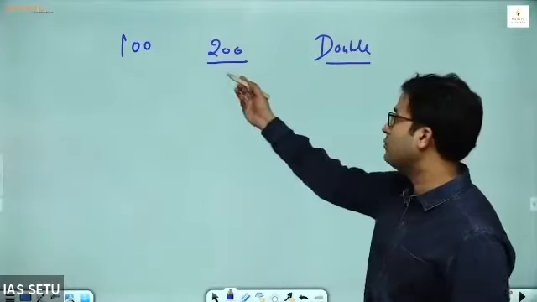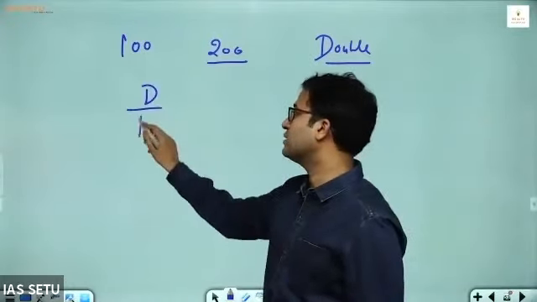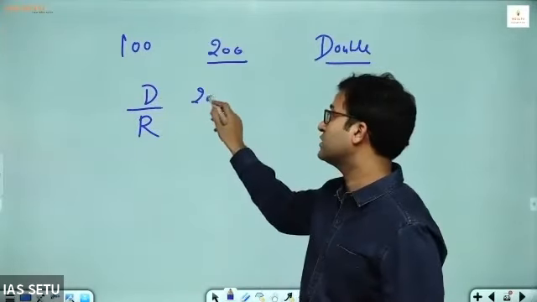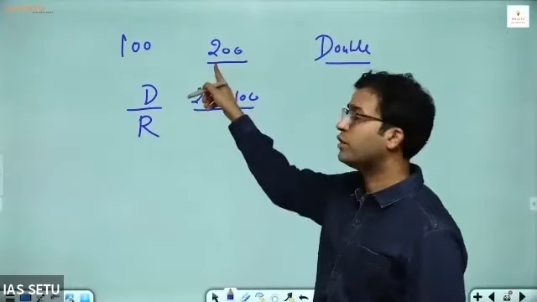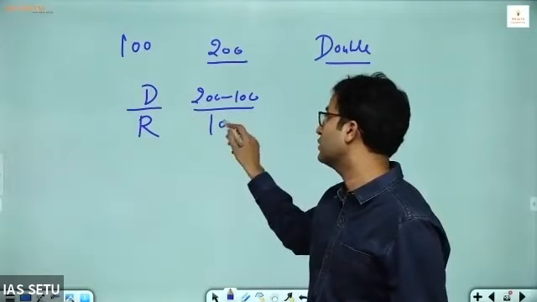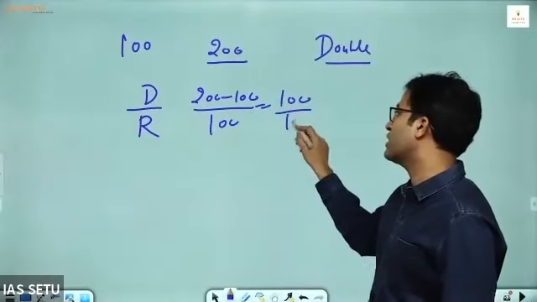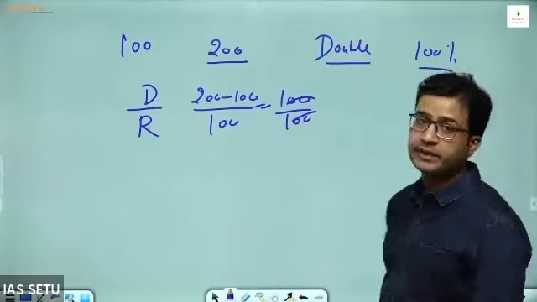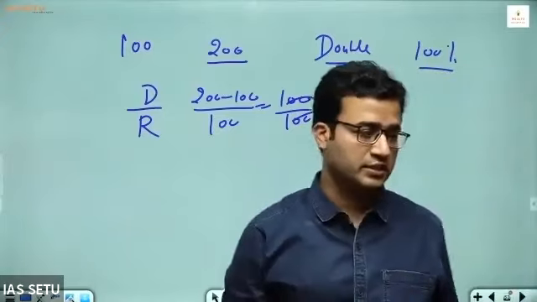If it is double, how much percentage increase? Difference upon reference. Initial salary 100. So there is an increase of 100 rupees over 100. So 100 over 100 is 1 by 1, 100%. So if anything becomes double, 100% increase is there.